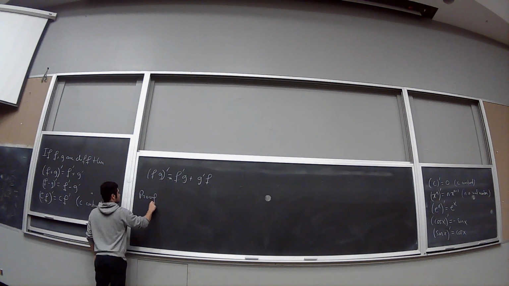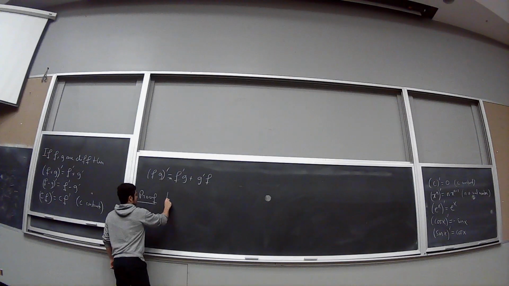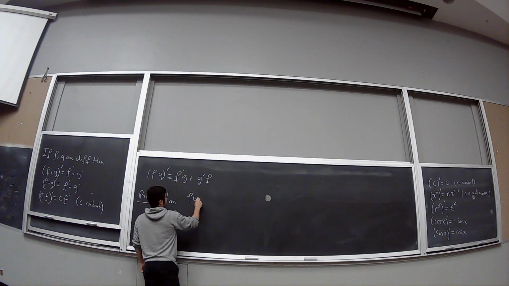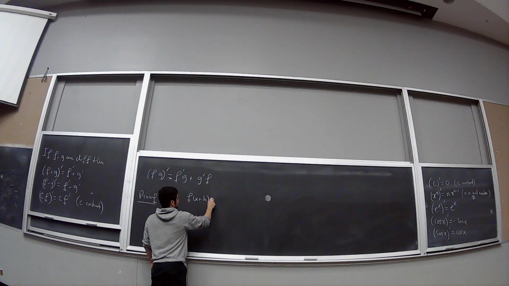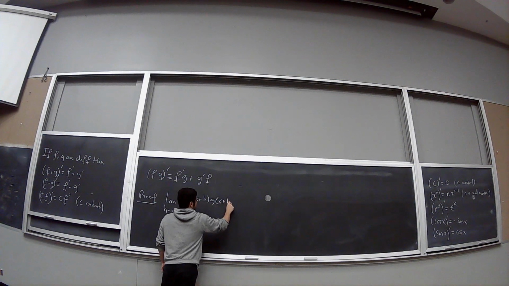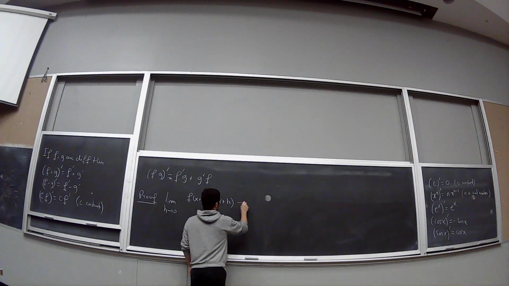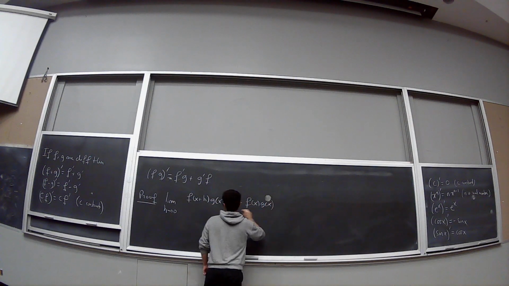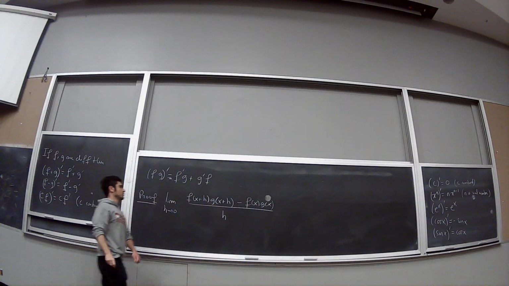Proof. I need the limit as h goes to 0 of f of x plus h times g of x plus h minus f of x g of x, over h. And how do I proceed here?